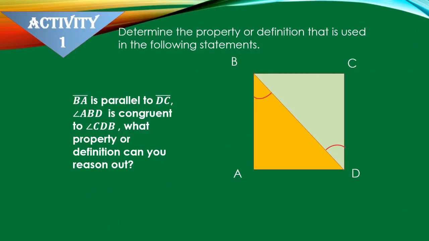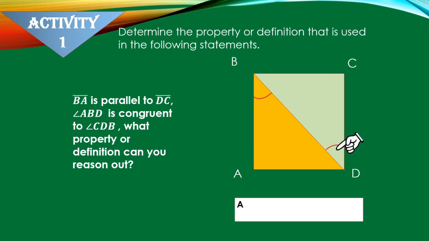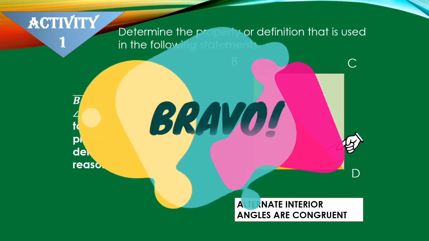Segment BA is parallel to segment DC. Angle ABD is congruent to angle CDB. What property or definition can you reason out? Alternate interior angles are congruent. Bravo.